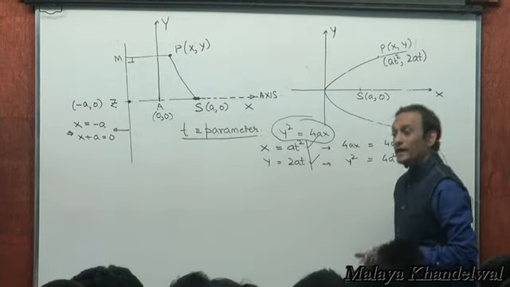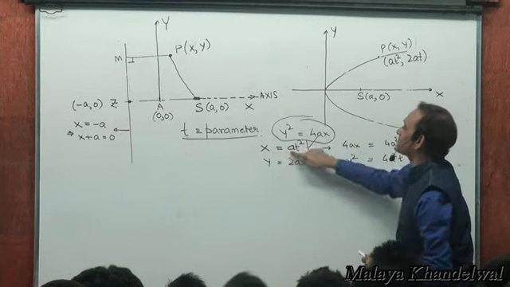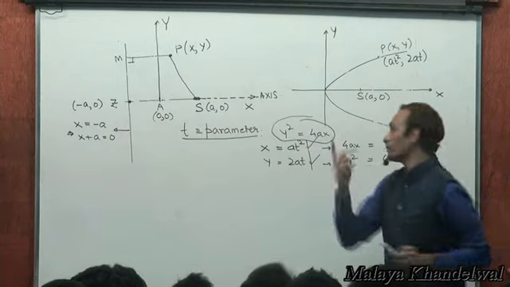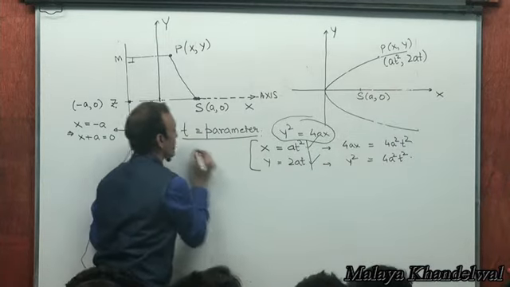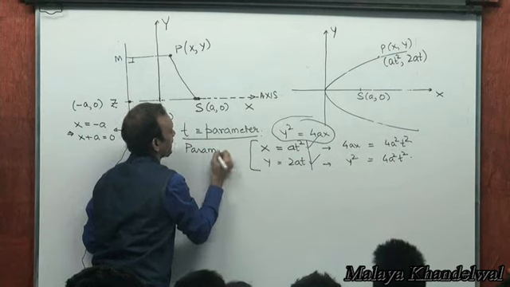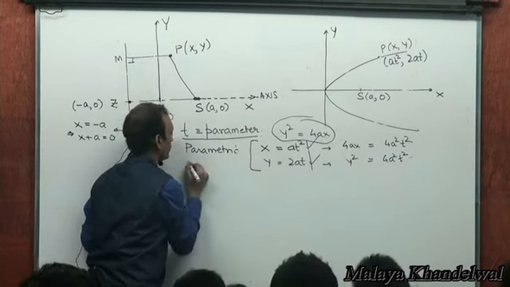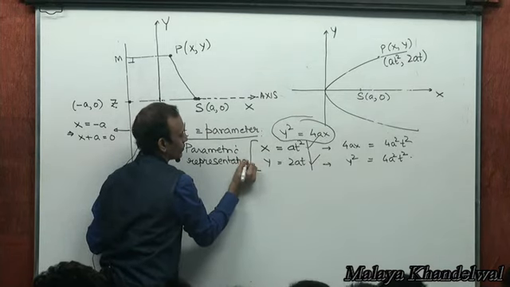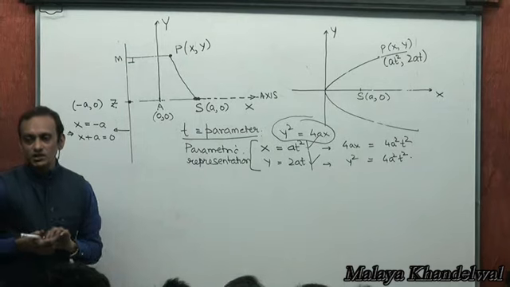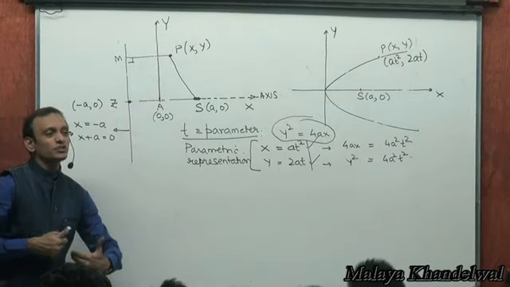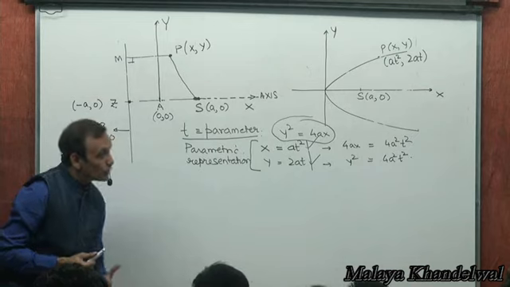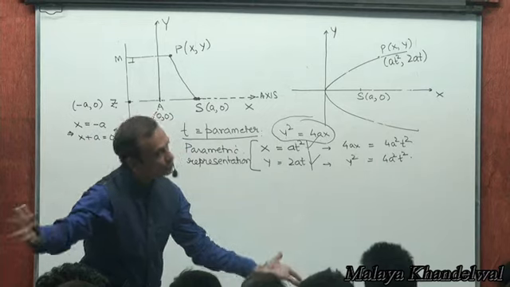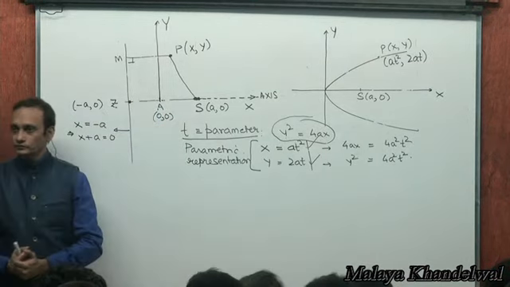So t is a parameter. Any point on the parabola could have been written as x equals at squared, y equals 2at. T would be different for different points on the parabola. This is called a parametric representation of points on a standard parabola. Any (x, y) on the parabola could have been written as (at squared, 2at), because if it is of this form, it will satisfy this condition and therefore lie on the parabola. Sounds good?